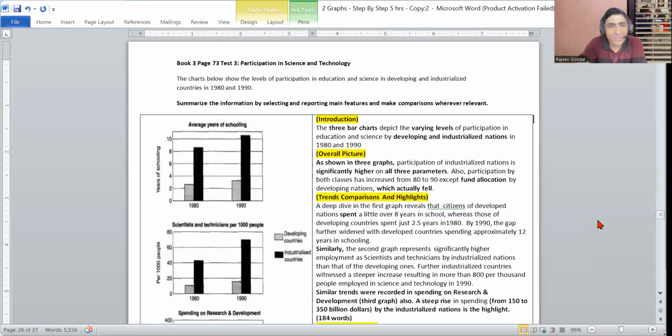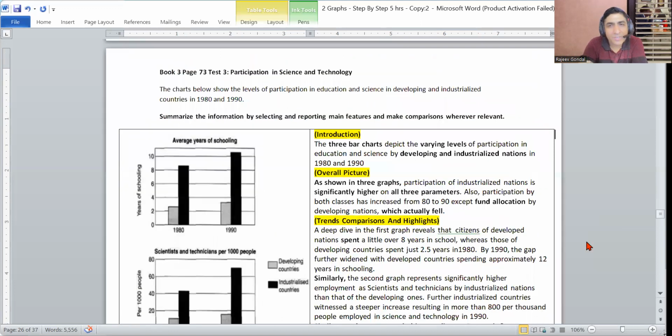For example, here you can see it says the charts below show the levels of participation in education and science in developing and industrialized countries in 1980 and 1990. What I've written is, instead of charts, the three bar graphs or the three bar charts depict the varying levels of participation, meaning different levels of participation, or depict the contrast in participation. You can use those kinds of terms, which means all you have to do is paraphrase the question itself while writing the introduction. You don't have to spend too much time on it.